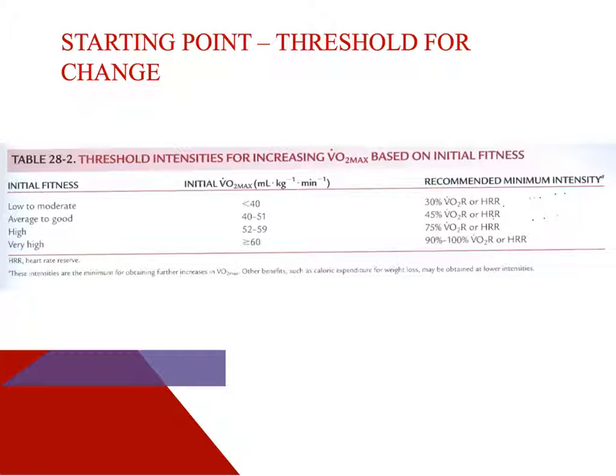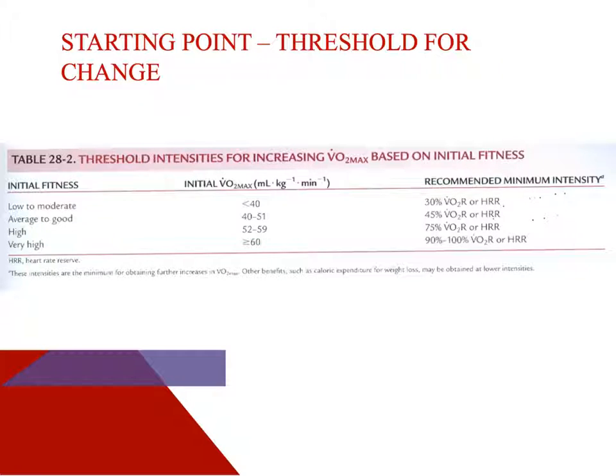So with thresholds for change, or intensities that we might use to increase VO2 max based on our initial fitness level: if we have a low to moderate fitness level, so less than 40 milliliters per kg per minute VO2 max, then we're actually looking at working out at 30% VO2 or heart rate reserve, and this will actually improve our aerobic capacity or our VO2 max if we just simply work out at just 30% when we have a low to moderate VO2 max to begin with.